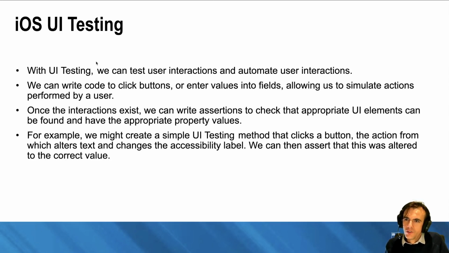As I said, this UI test can click buttons, and it can enter values into fields, either by clicking individual keys on the keypad or adding text directly to them. And then we can write assertions and check that UI elements have the values we expect them to, or particular views are visible, all that sort of stuff. As an example, and this is something we'll do in the workshop, we might have a testing method that clicks a button, the action from which alters some text and changes the accessibility label, and then we can assert that it was altered, and we can check that.